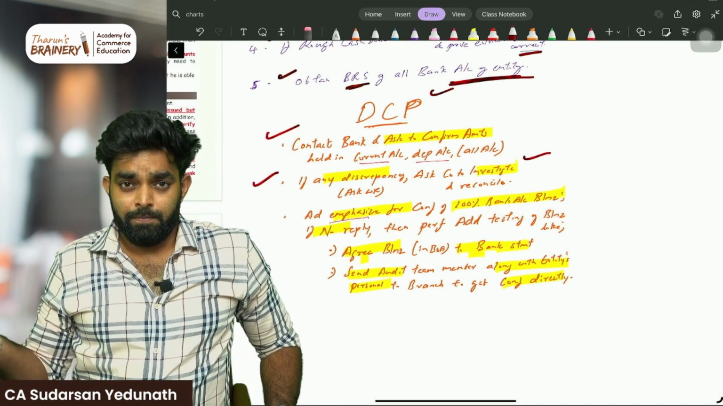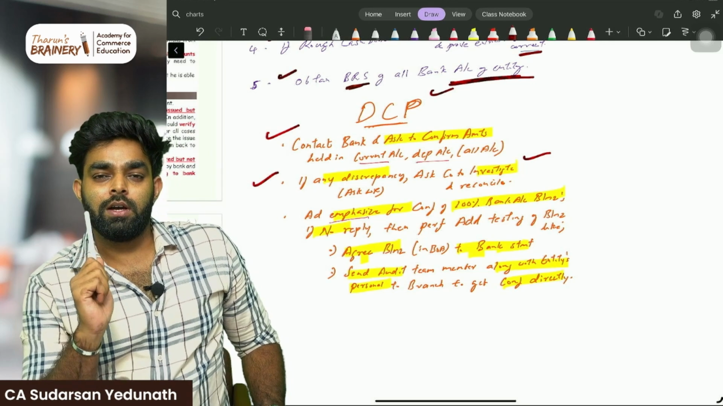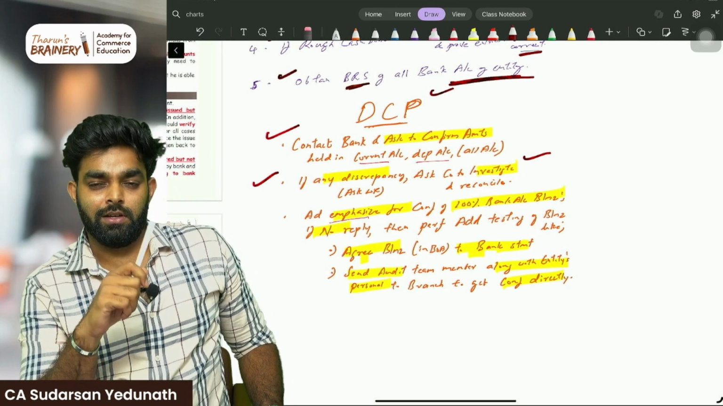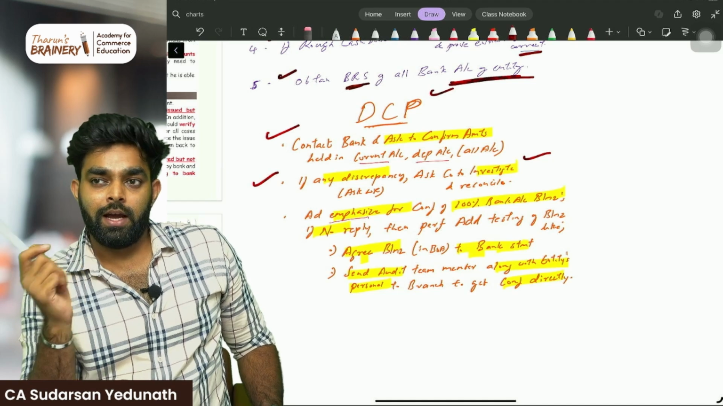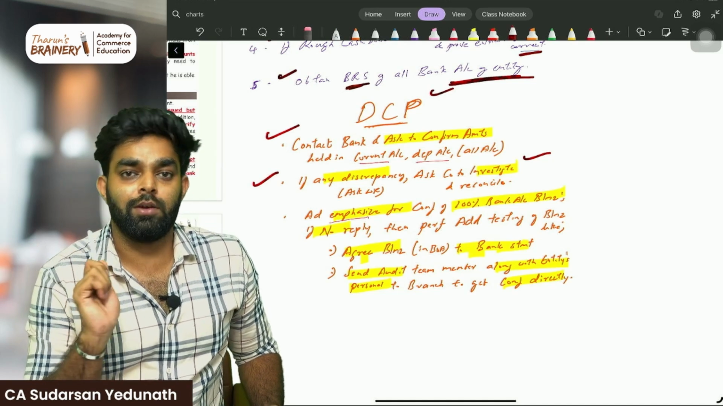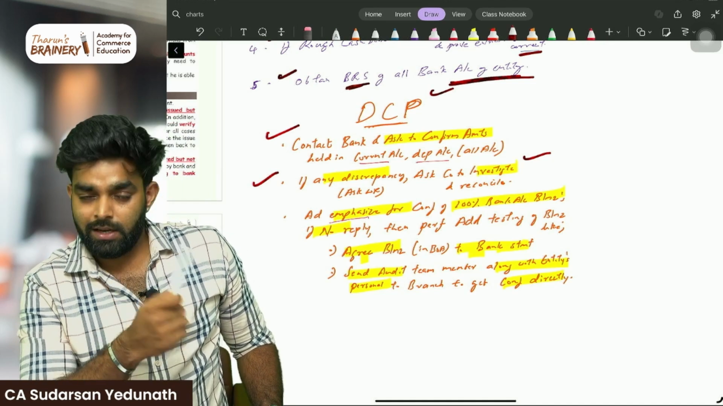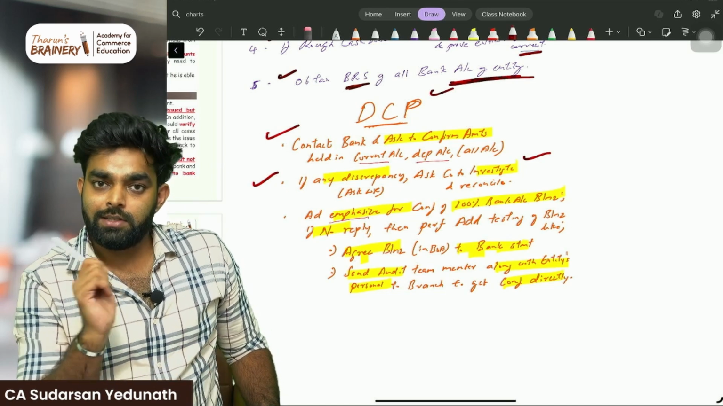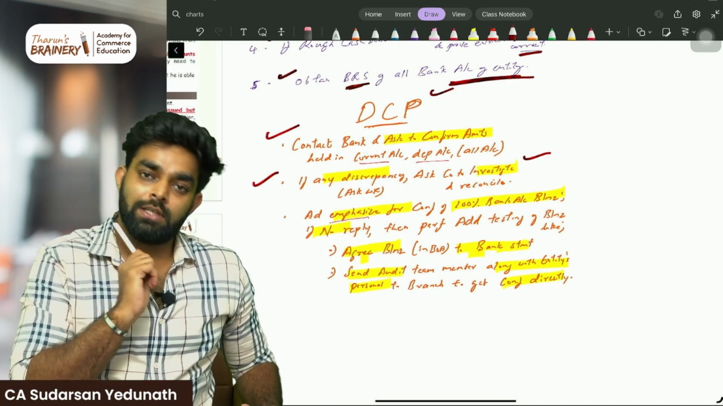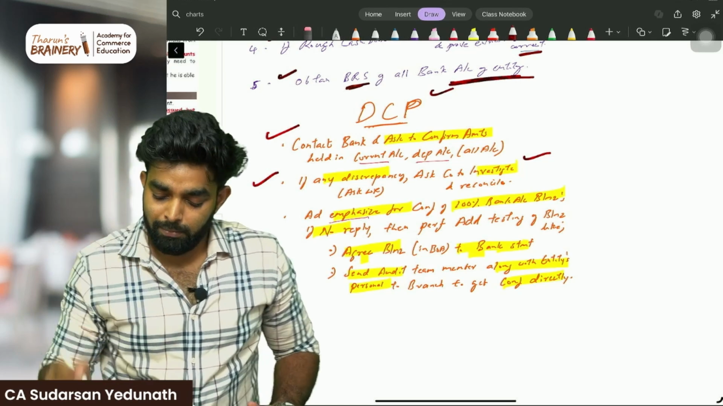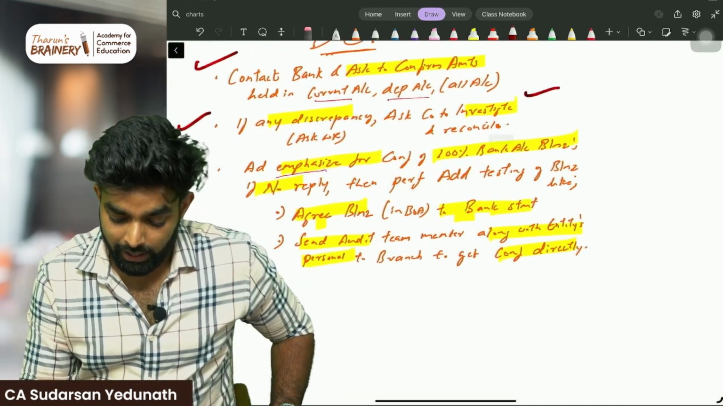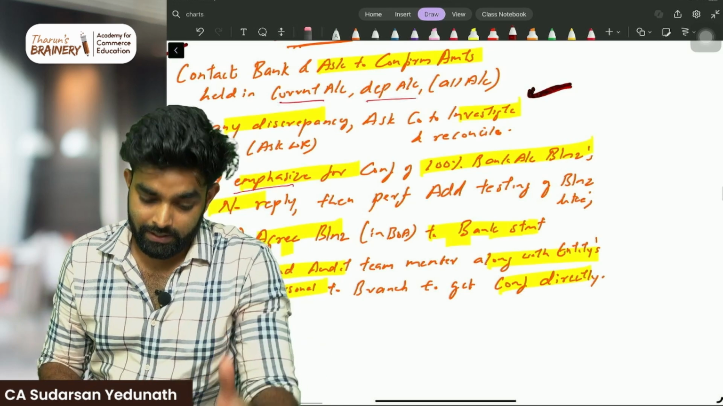As per the company's books, the bank balance of SBI is 10,000. Just imagine, you send the confirmation to the bank and the bank confirms only 9,000. So ask the company, what is this 1,000 rupees difference? You say you have a 10,000 balance in SBI, but SBI is saying only 9,000 is there. Ask the company to investigate and reconcile that.